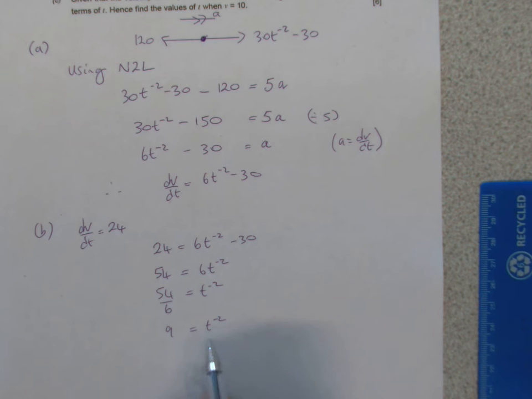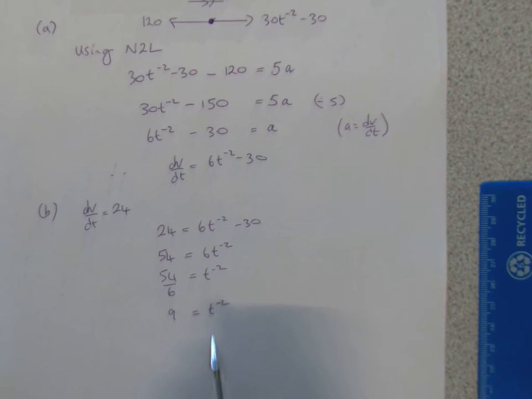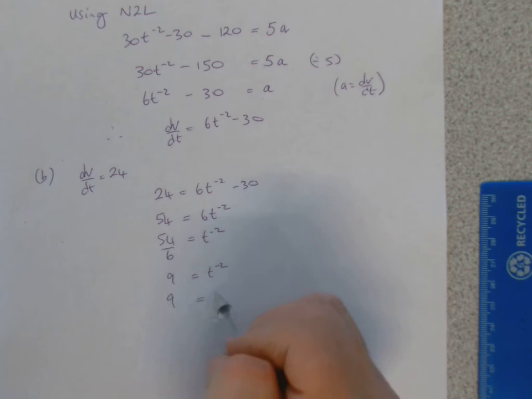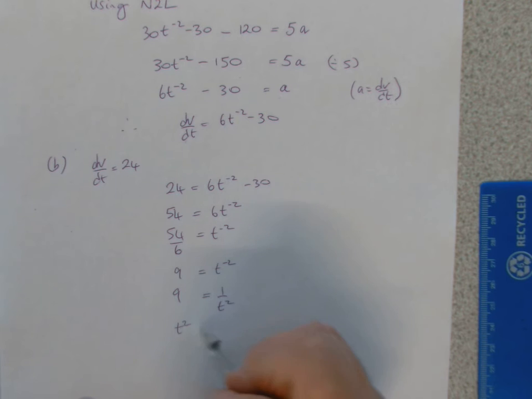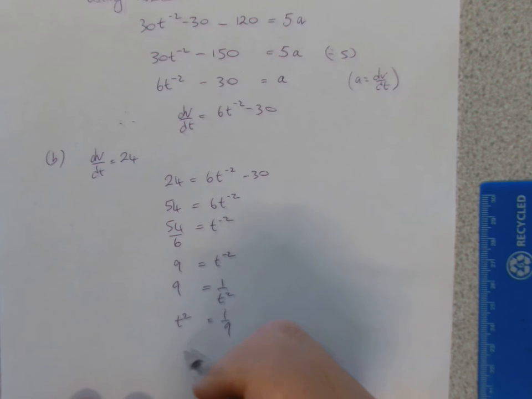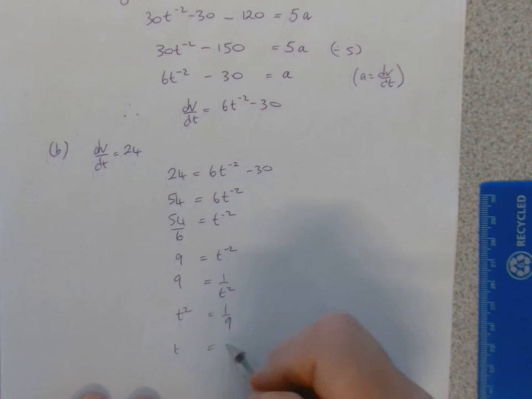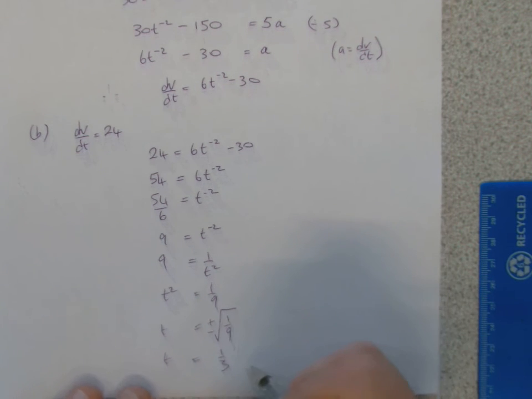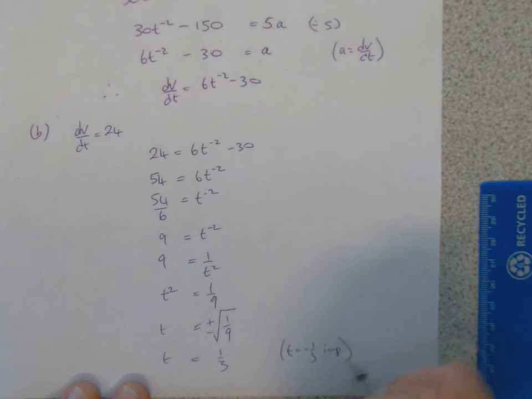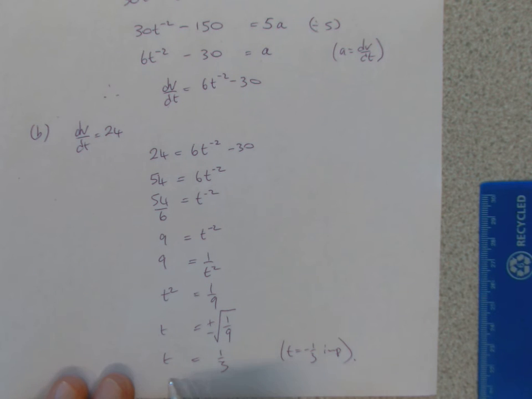A better way of writing t^-2 would be 1 over t squared. And then again, a little bit of algebra, you end up having t squared equals 1/9. To get t, we've got to square root the whole side. Plus or minus the square root of 1/9, so t will equal 1/3. Obviously we'll take the positive result only, since t equals minus 1/3 is impossible. So the time we've answered there is 1/3.